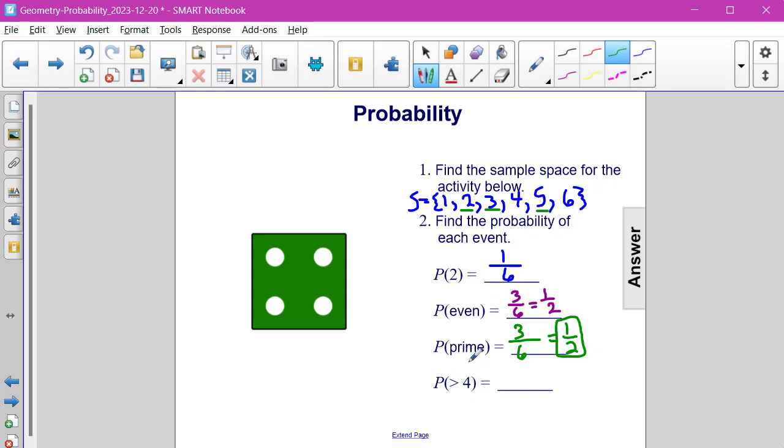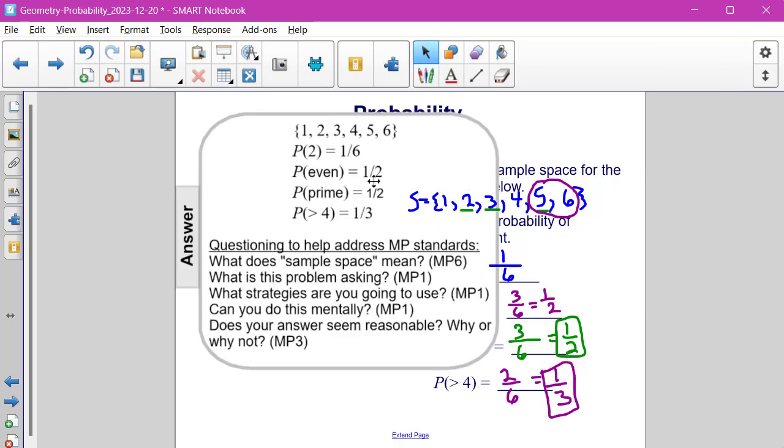Now let's find the probability of a number greater than 4. Well, greater than 4 only occurs for the numbers 5 and 6. So there are only 2 possible outcomes that satisfy that condition out of the total 6, and if we reduce our fraction, it reduces to 1/3. And here we can see our solutions do match up with what we found.